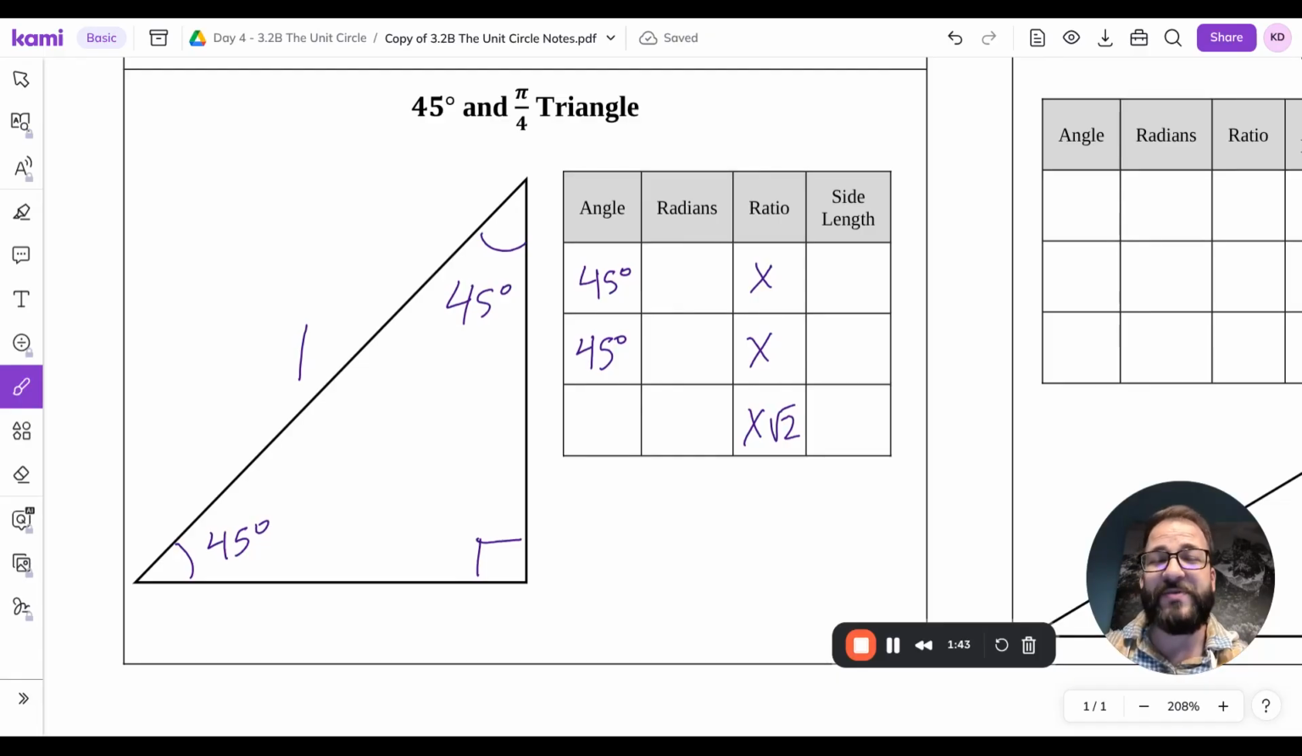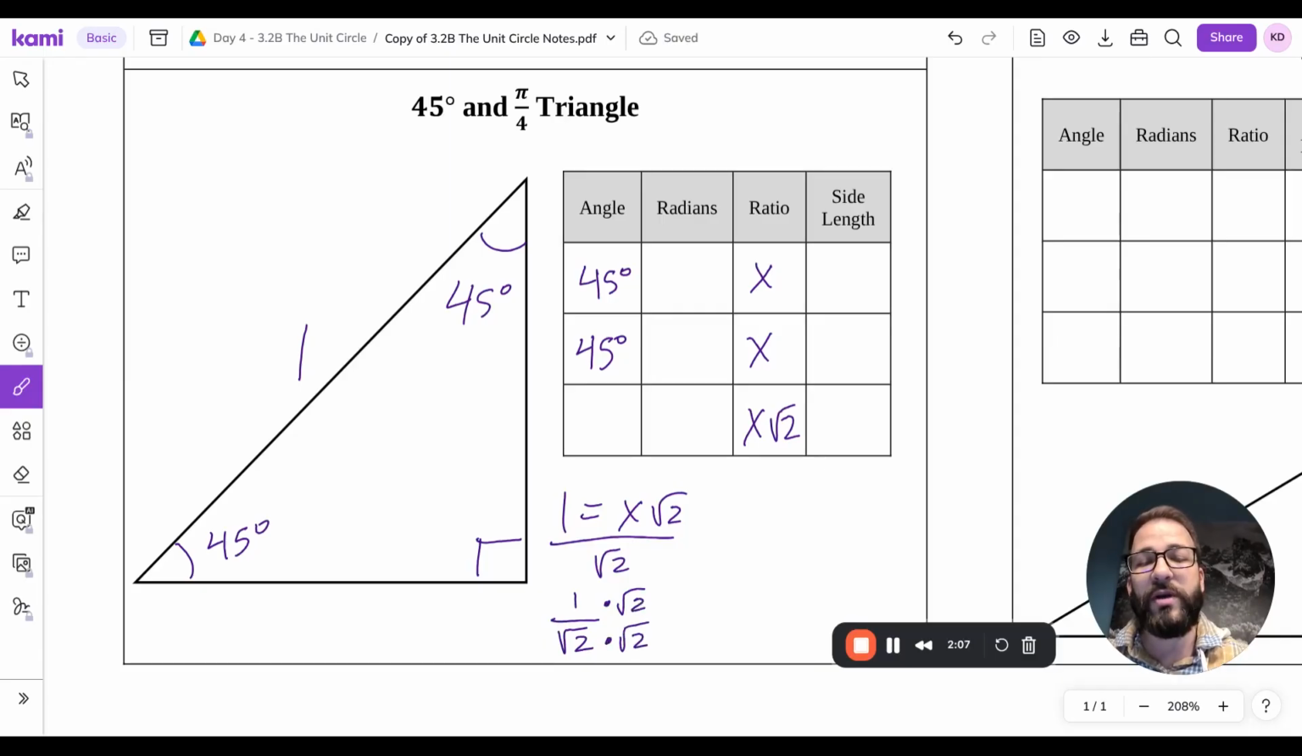Sorry, not that 1 is equal to x. We know that 1 is equal to the hypotenuse, and the hypotenuse is equal to x root 2. So we can set an equation up: 1 equals x root 2. Then we can solve for x by dividing by root 2, which gives us 1 over root 2 is equal to x. But we don't love radicals in the bottom, so we can multiply by root 2 over root 2. We get x is equal to root 2 divided by 2. So we get that rationalized solution. It's a little gross, but it gives us a side length of 1 for our hypotenuse and root 2 over 2 and root 2 over 2 for those sides.